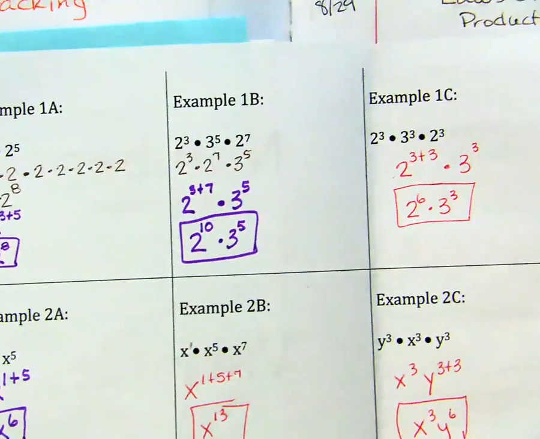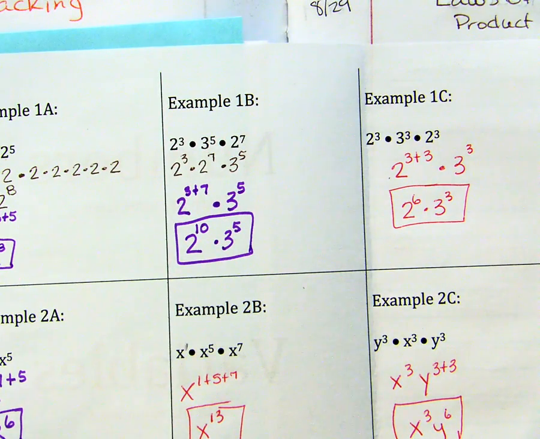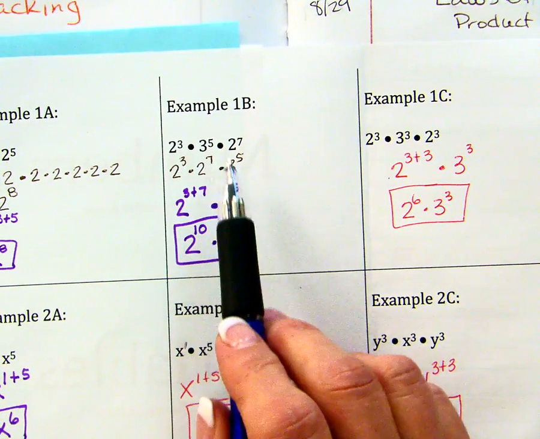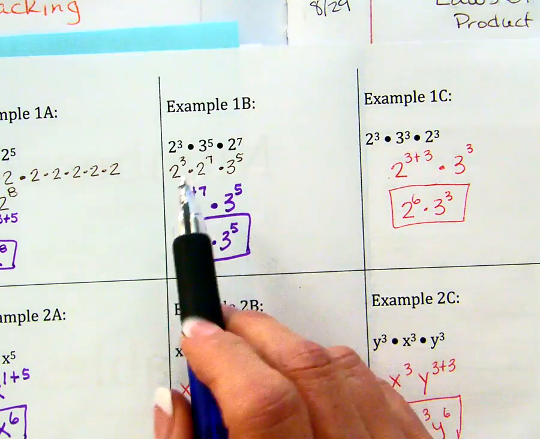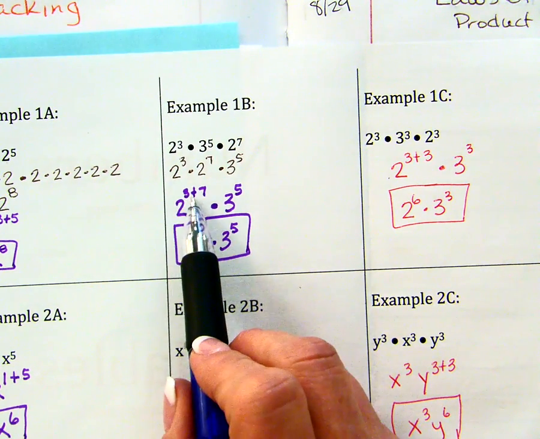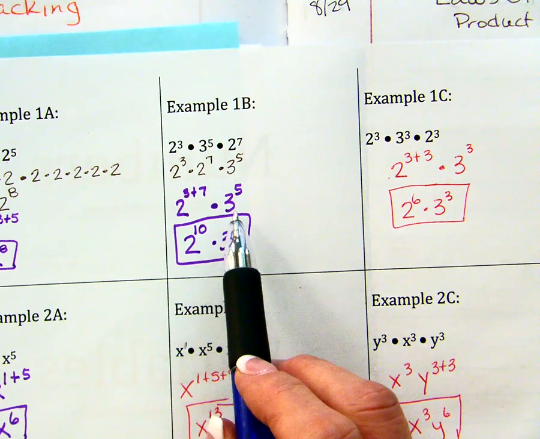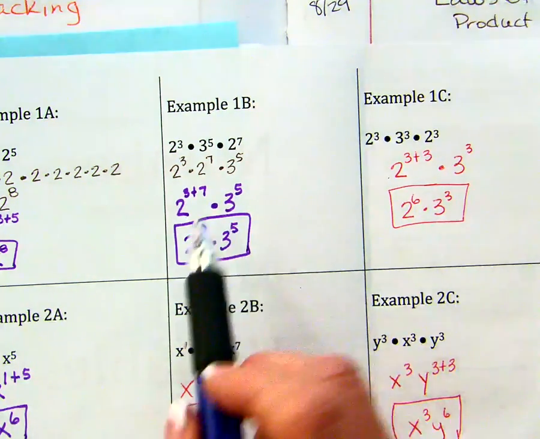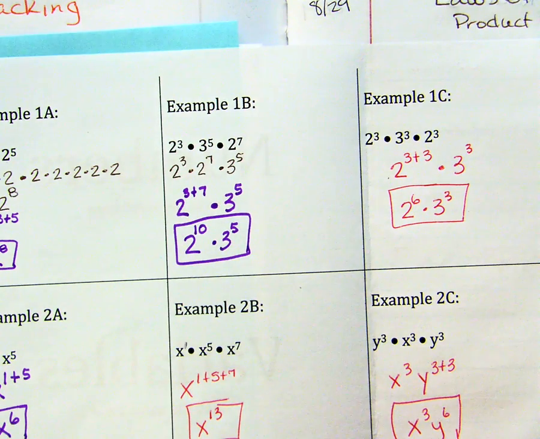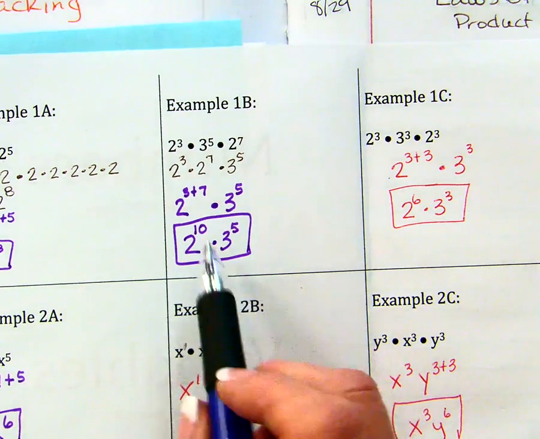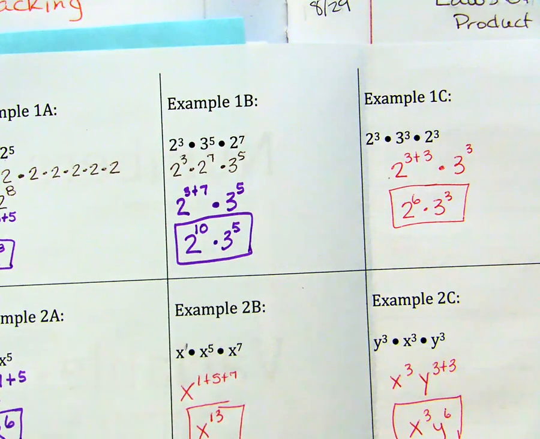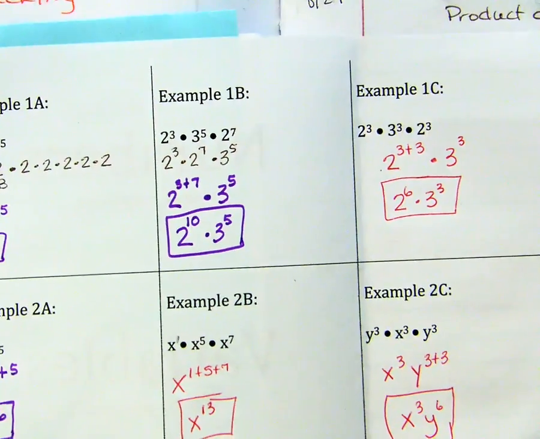Then we go back up to the top to example 1b. In 1b, we rewrote that to show the 2 to the third times 2 to the 7th times 3 to the 5th. 2 to the third times 2 to the 7th is where we get 2 to the 3 plus 7, and we're going to multiply that by 3 to the 5th. Because these were like bases, that's why we could add their exponents here. 3 plus 7 is 10, that's where this exponent of 10 comes from. We're leaving all of these answers in exponential form.